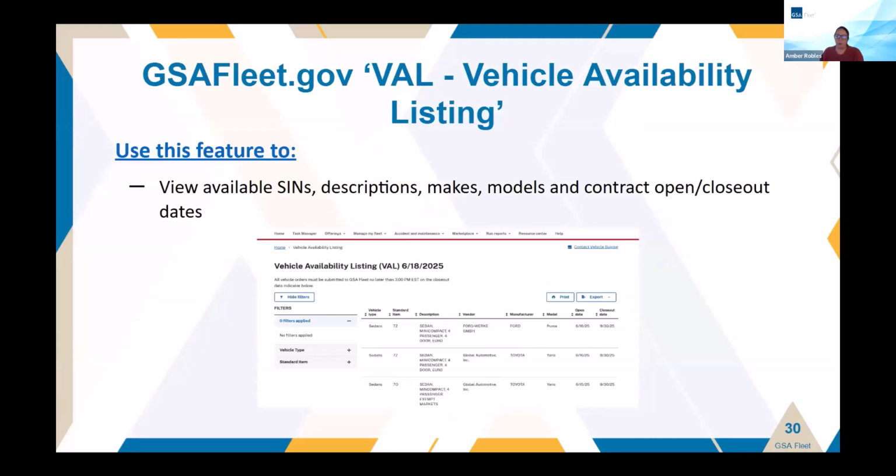that many of you are probably already familiar with from requesting your replacement vehicles. And then with the GSAFleet.gov vehicle availability listing, hopefully most of you have already signed up and received the VAL emails. But you can also pull it up by going to the offerings menu, selecting fleet offerings, and then clicking on view vehicle availability listings on the right-hand side of the screen. And this is where you'll be able to view available SINs, descriptions, makes and models, minimum requirements, and the contract open and closeout dates for a particular vehicle type.